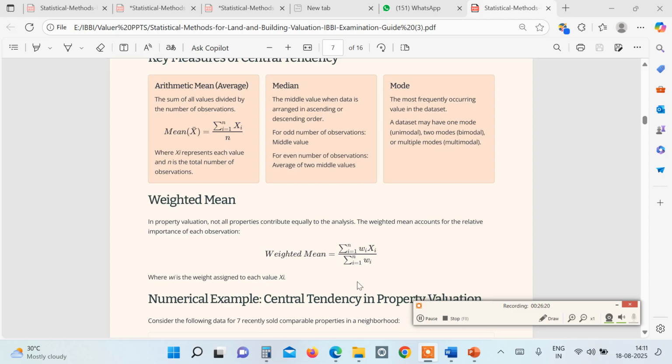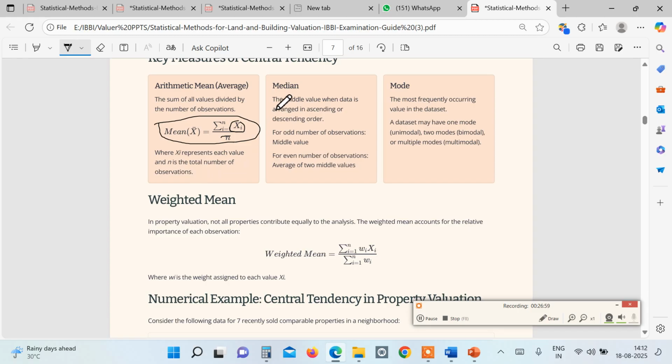So, how is this arithmetic mean calculated? First of all, we take the sum of all the values and then we divide it by the number of observations. So, this is the formula for calculating the mean. Mean is equal to, we represent this mean with x bar, the sum of all the observations, the values from i equals 1 to n, divided by n, which is the number of observations. Here xi represents each value and n is the total number of observations.